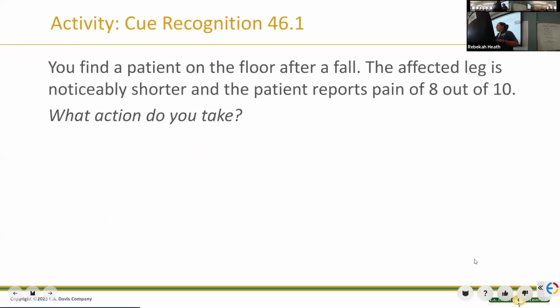All right, cue recognition. You find a patient on the floor after a fall. The leg is noticeably shorter and the pain is 8 out of 10. So turn to somebody next to you, and for 10 seconds, we're going to say, what would you do?